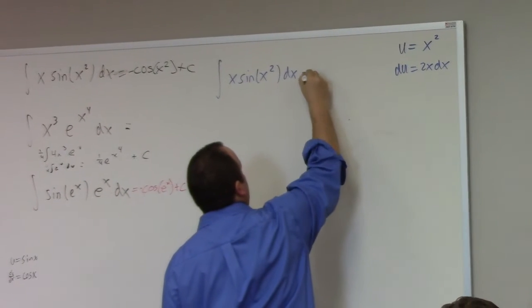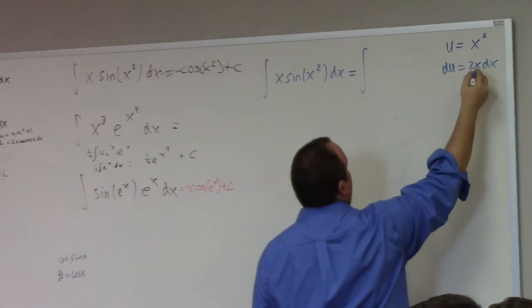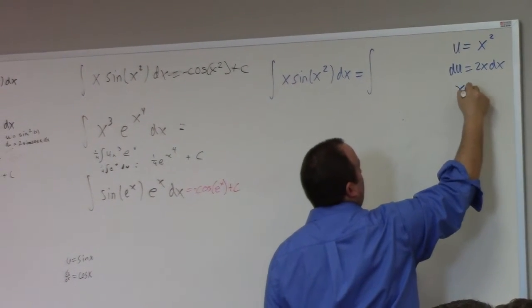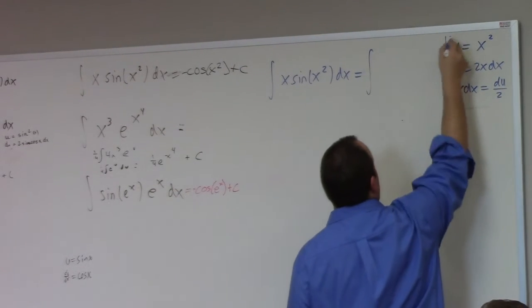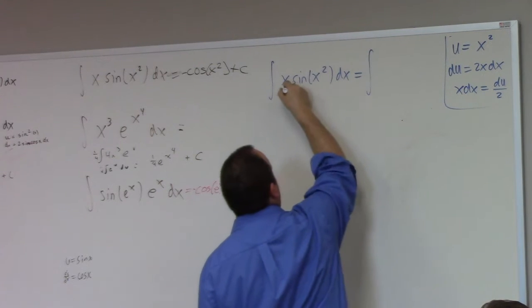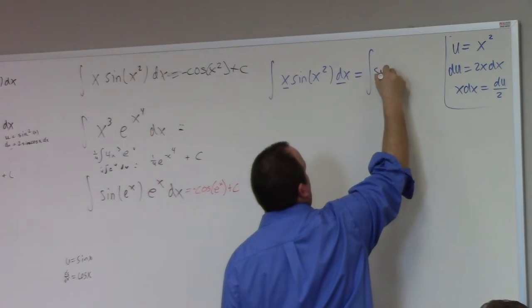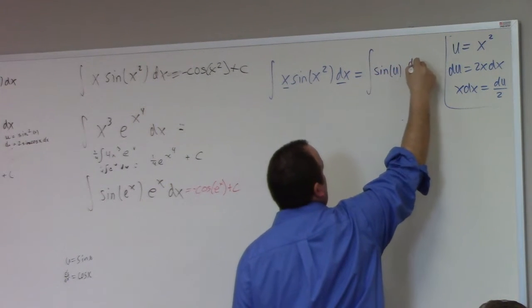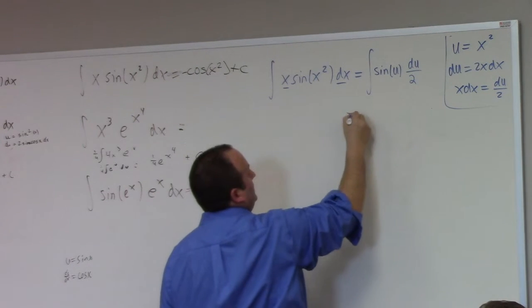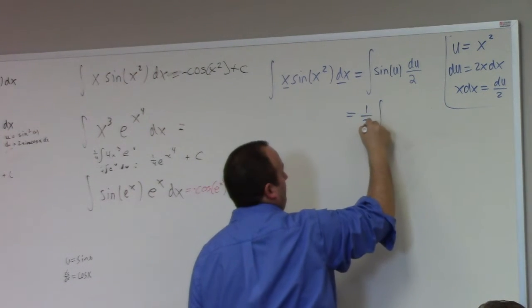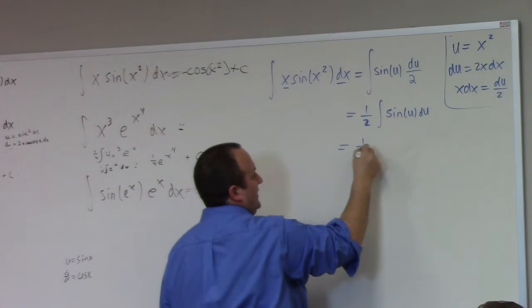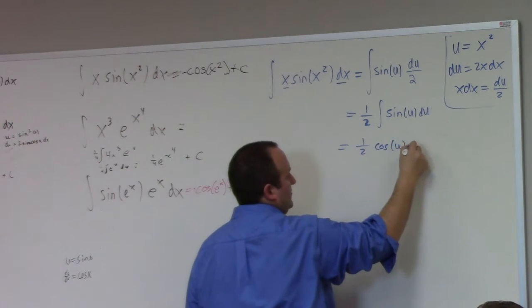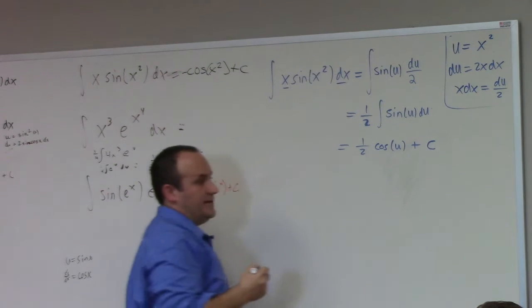So making that substitution, I can also solve this for x dx. What is it? It's du over 2, right? So with that substitution in mind, I can take this x dx and make it du over 2, which is 1/2 the integral of sine of u du, which is 1/2 cosine of u plus a constant. Is that wrong? Why?